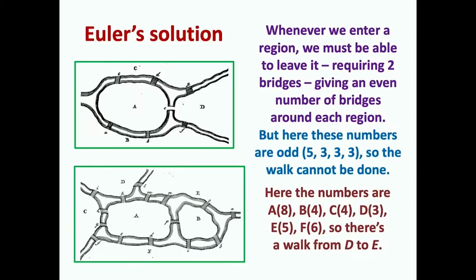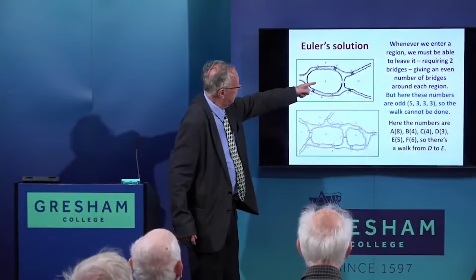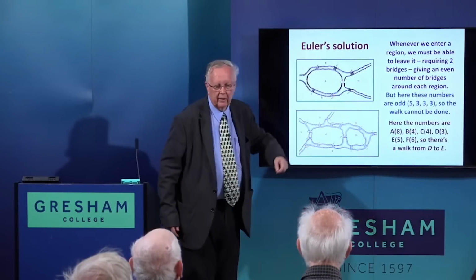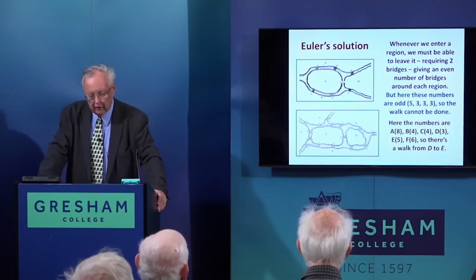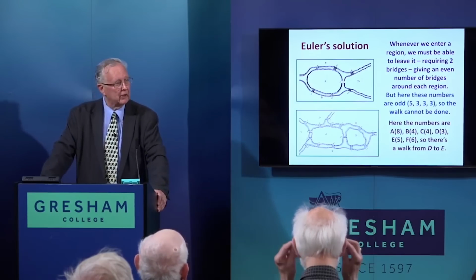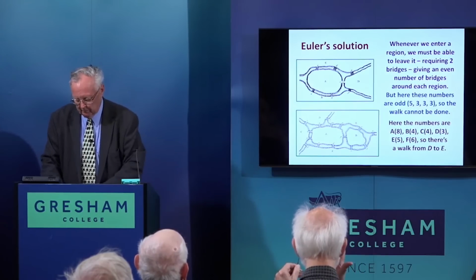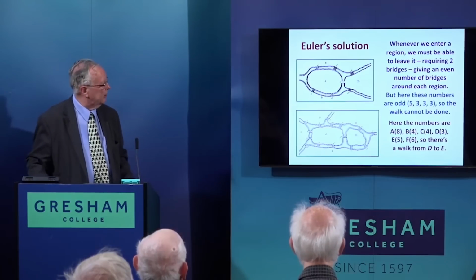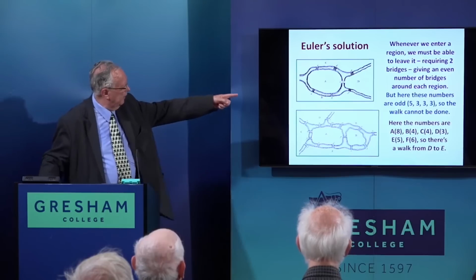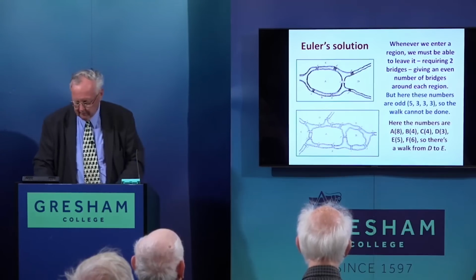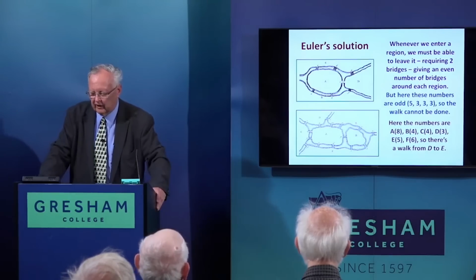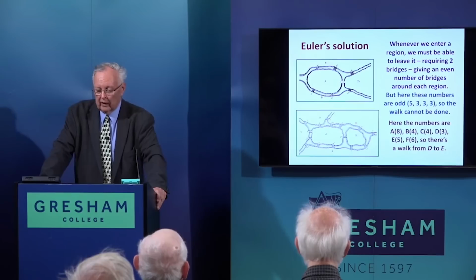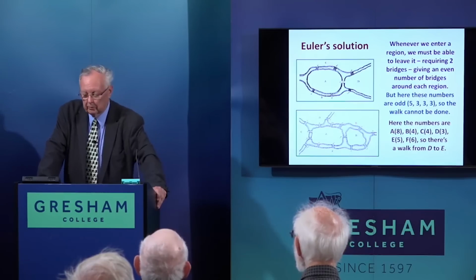For a successful walk, whenever you enter a region, you must be able to leave it, which means that you use 2 bridges. So the total number of bridges around each region must be a sum of 2s. That is an even number. But here the number of bridges around each area are 5, 3, 3, and 3. 5 around region A, 3 for B, 3 for C, and 3 for D. And these numbers are all odd, so the walk cannot be done. The Königsberg bridges problem has no solution.